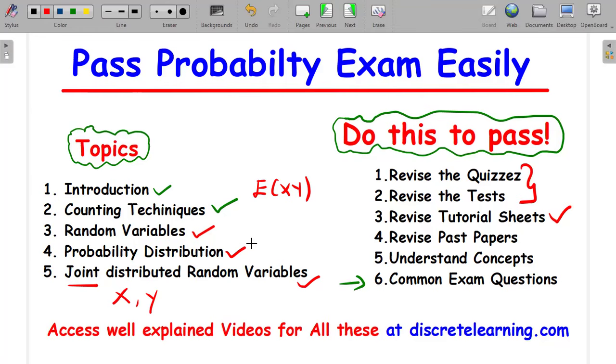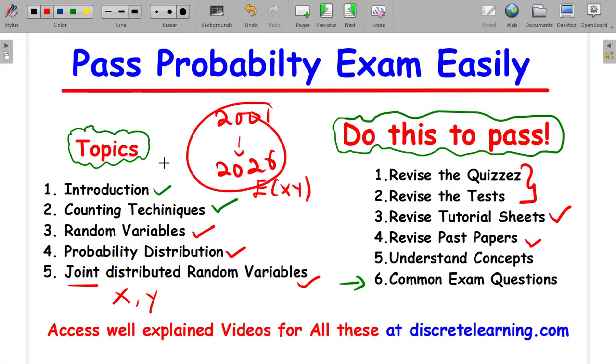And then number three, I'm going to say revise past papers. I have past papers dating from 2001 all the way to 2026. So if you want them, just inbox me, I'll be able to share. Past papers are one of the most powerful tools for exam preparation.